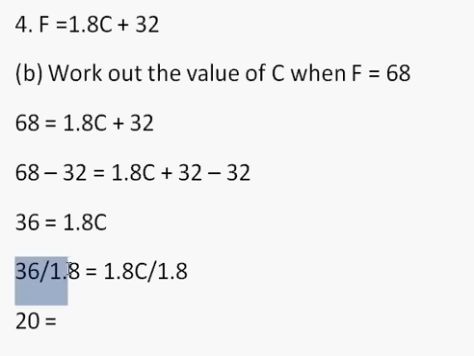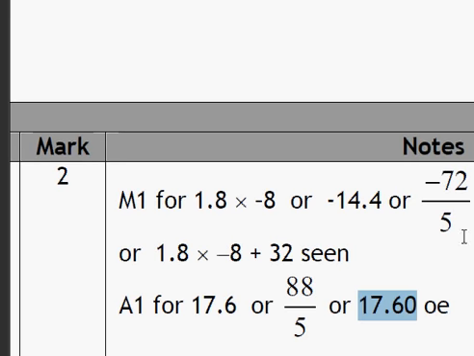So 36 divided by 1.8 is 20, and 1.8c divided by 1.8 is 1c. A simpler way to write that is c, and that's our final answer. C is 20. Let's just check the mark scheme and see if we got that correct.